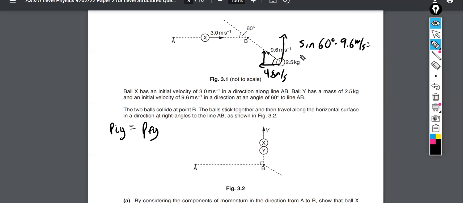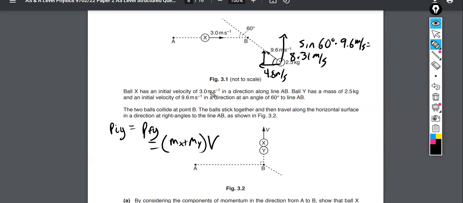The sine of 60 times 9.6 gives 8.31 meters per second. So object y has a velocity of 8.31 meters per second vertically. After the collision, we've got mass x plus mass y, right? Like they're stuck together. So it's some new object that's equal in mass to the sum of the masses of the individual objects, moving at some shared speed v.